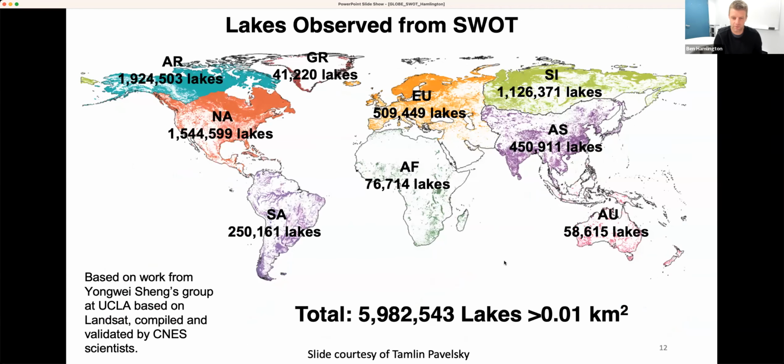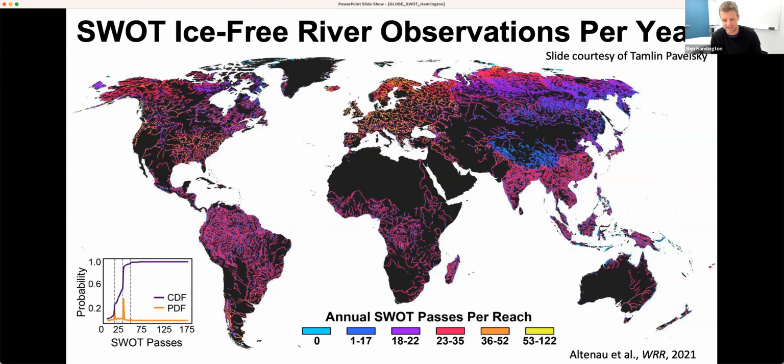All right, now if we think about lakes, actually, stepping back here, I just want to give an idea of the resolution of SWOT. So SWOT is actually going to be able to measure rivers that are at least 100 meters in width. So we're going to be able to see very small features, and you can see the full extent, the full reach of those rivers. But you're going to be able to see pretty small features from space.